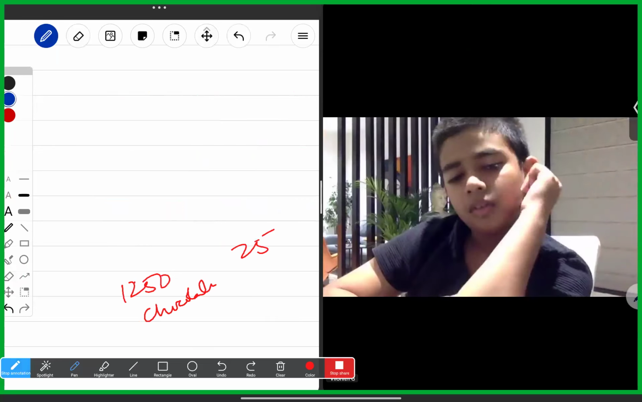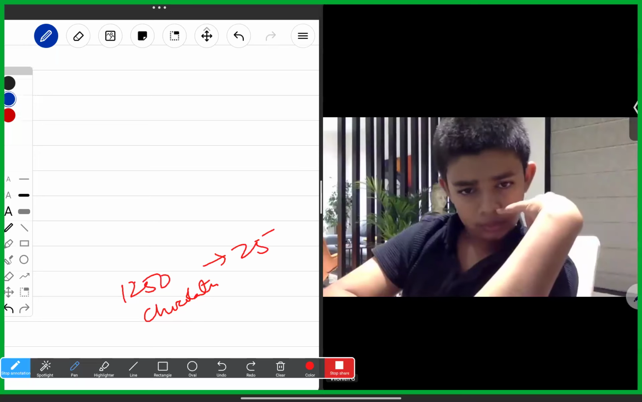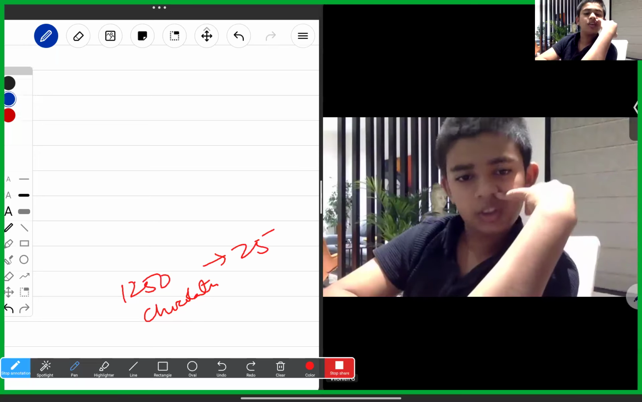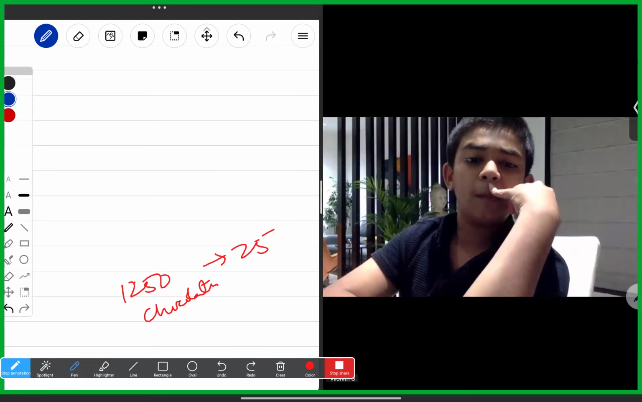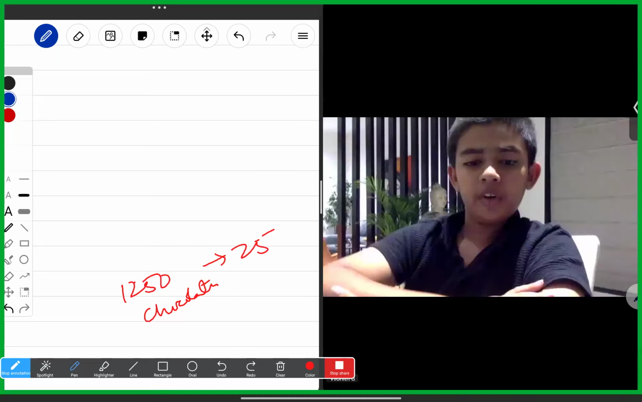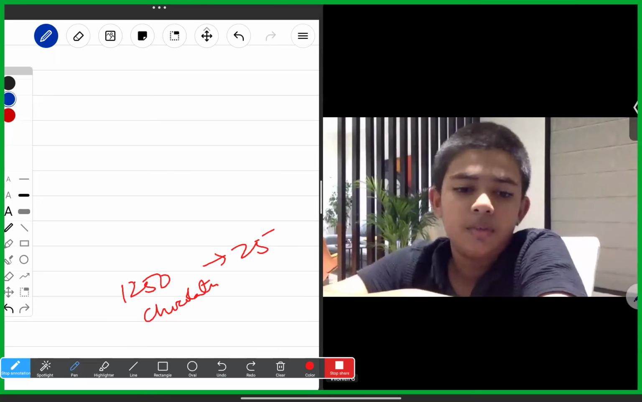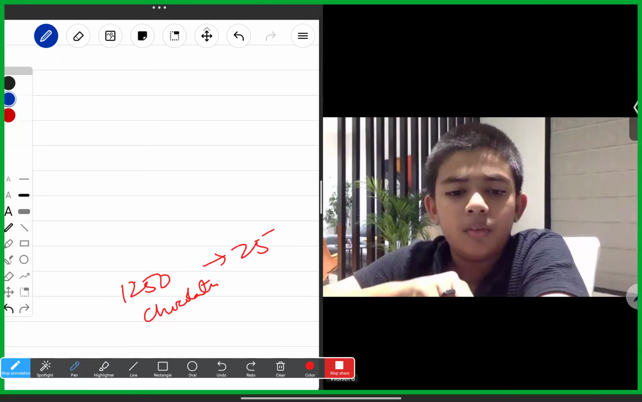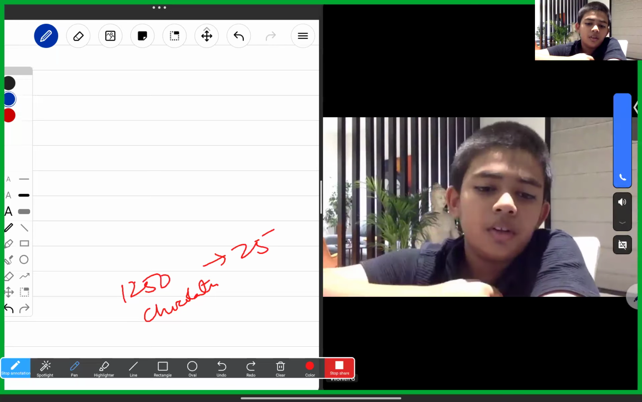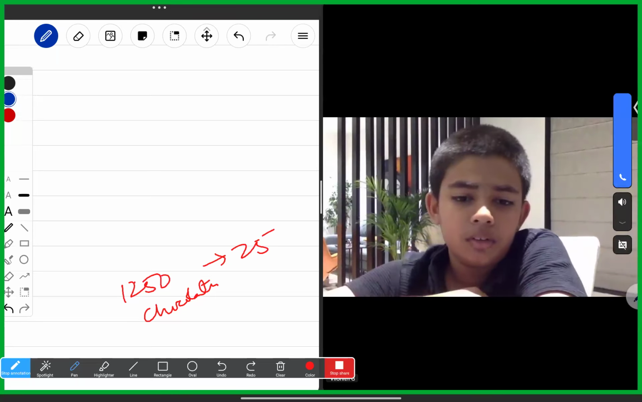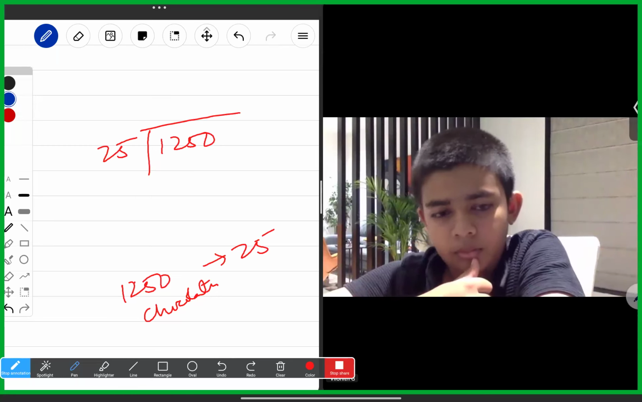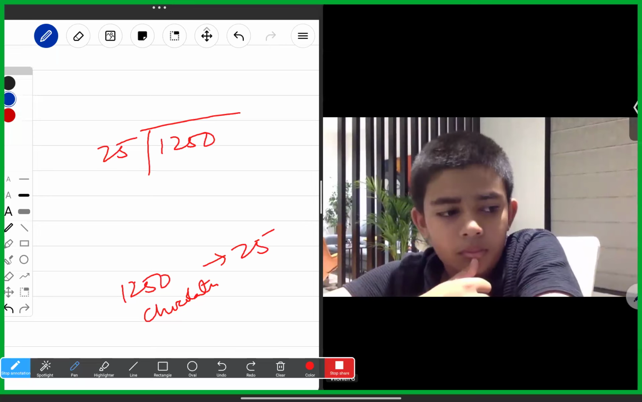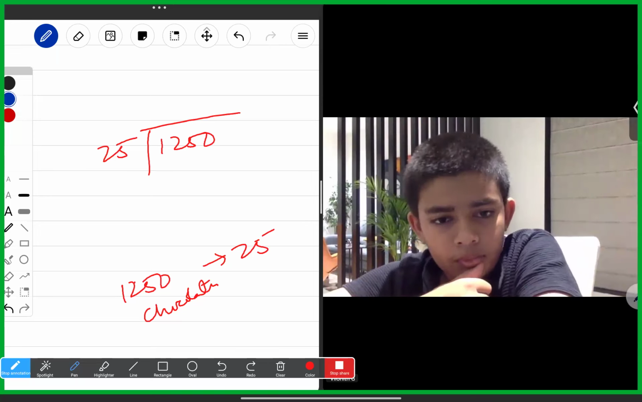1250 chocolates, if we distribute them among 25 people. Any idea which operation we should do? Division. Yes, Vilohit, that is correct. So suppose I divide 1250 by 25. Try to tell the steps, Vilohit. How much will come? Or else you can do it in the book below.